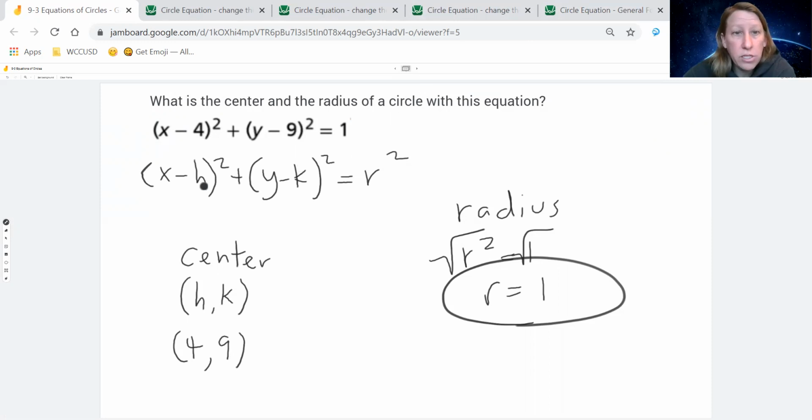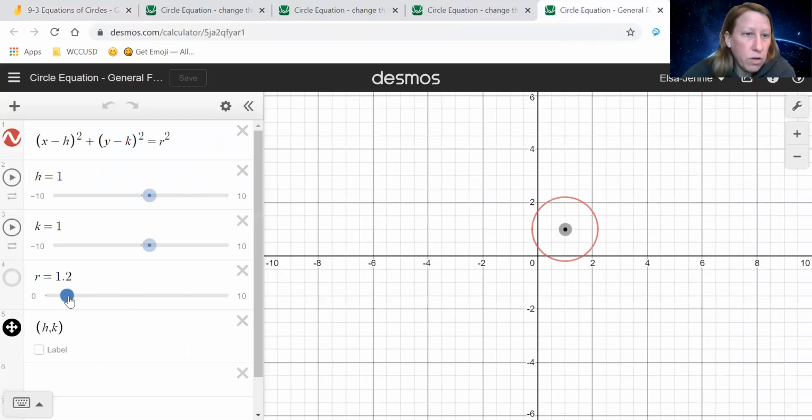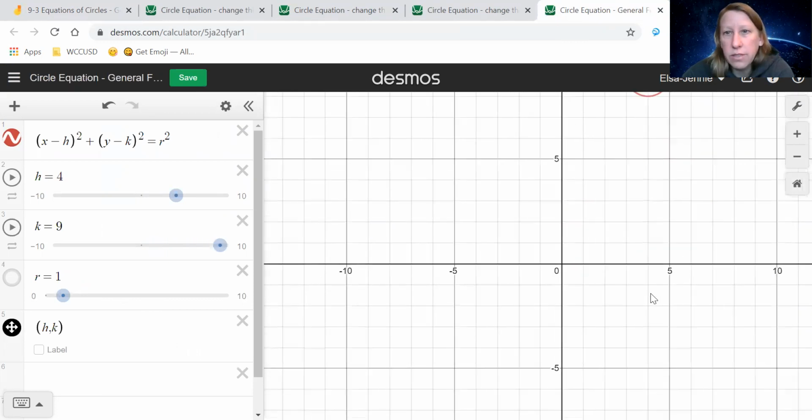So I can move the h to 4 and the k to 9 and the r to 1. I get a unit circle, with 1 unit for the radius. And then the h was 4 and the k was 9. Whoa, I lost it. Okay, that's what this looks like.